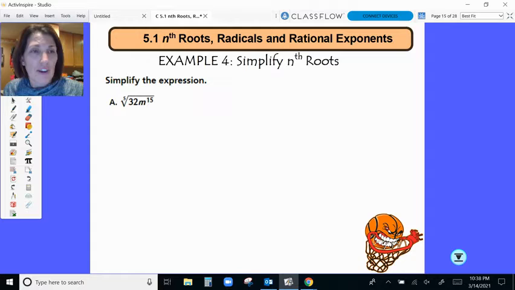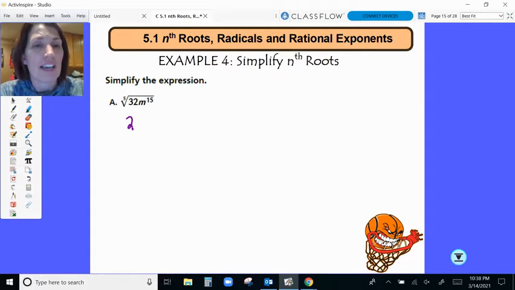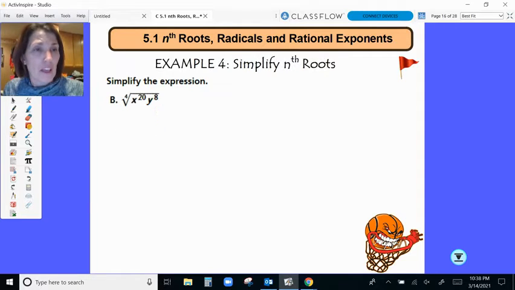So let's go ahead and simplify these, and we'll watch for these. This has an odd root here, so we're not even going to have to worry about it. We just take the 5th root of 32, which is 2. The 5th root of m to the 15th: remember, we just take our power, divide by our index. So m to the 15th divided by 5 leaves me with m to the 3rd power, and that is simplified. Then we're going to look at this one.